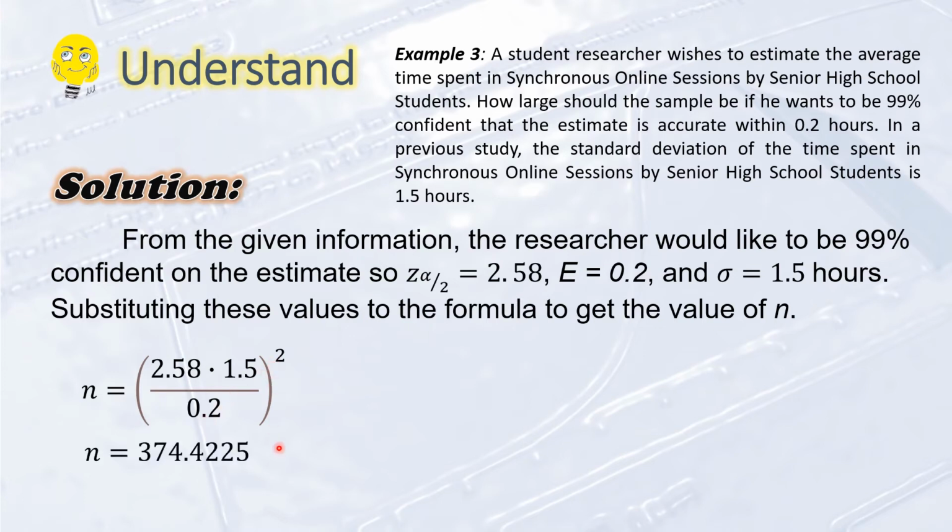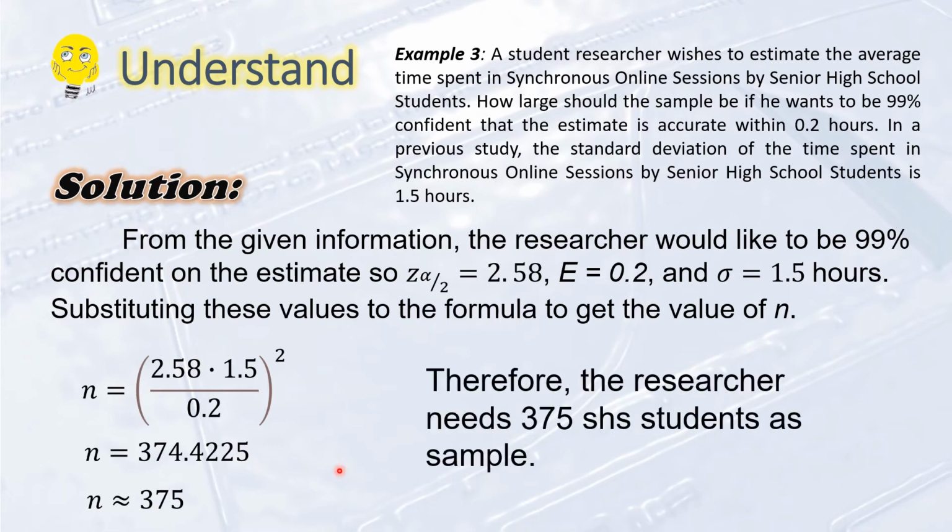Using our scientific calculator, we have n is equal to 374.4225. Then we round this up to the next whole number to get n is equal to 375. Hence, the researcher needs 375 senior high school students as a sample.